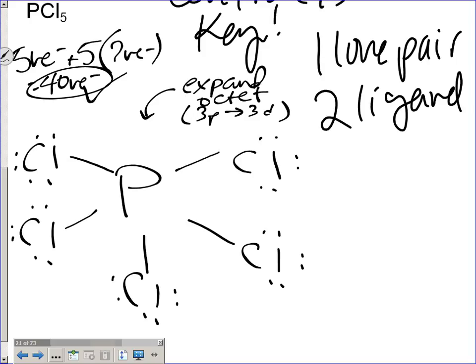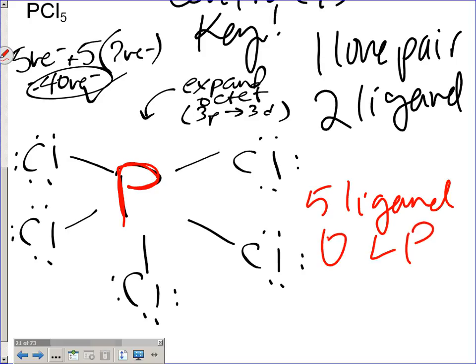Okay, now let's go do our geometry. Geometry means, look at the who. Who do we always consider? We are looking at the VSEPR theory, but we're looking at the central atom, right? So phosphorus is what we're looking at. How many ligands does phosphorus have? 5 ligands. How many lone pairs does phosphorus have? None. 0 lone pairs. Look on your sheet. Tell me what that shape is.